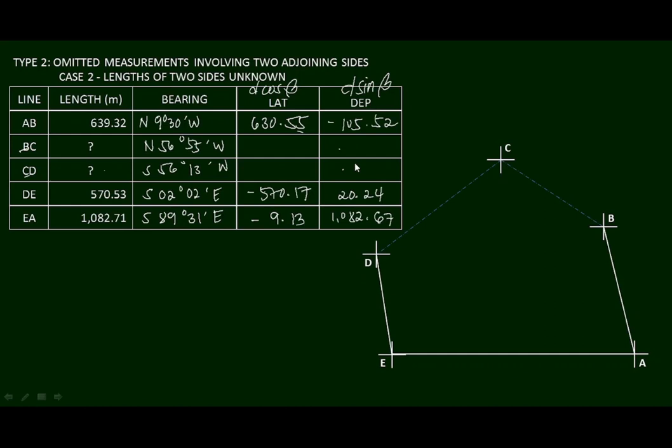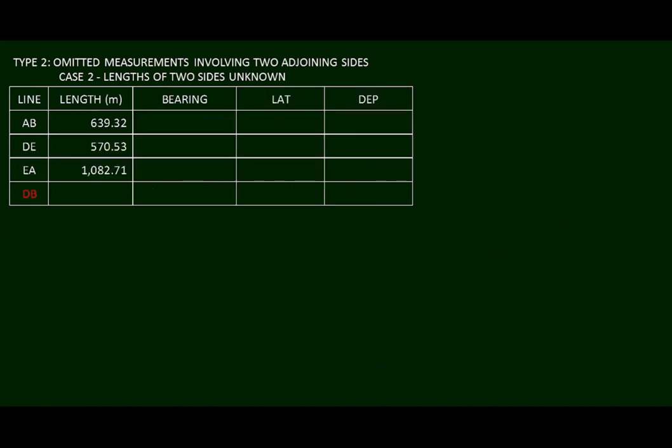Okay? After that, just like what we did in type 2, case 1, introduce a closing line doon sa mga lines na may complete data. So, in this case, my closing line is line DB. Si line DB ang aking closing line. So, I have to determine the length and bearing of line DB.